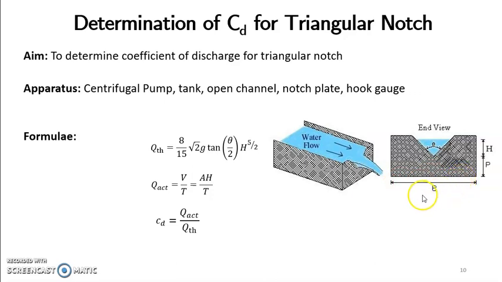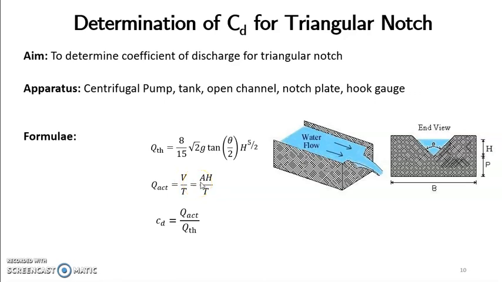Now coming to some important formulae related to the experiment. To calculate Q theoretical discharge, which is equal to 8 by 15 square root of 2g tan theta by 2 h to the power 5 by 2, where g is the gravitational constant, theta is the notch angle, h is the head over the notch, and Q actual, which is equal to volume divided by time, where volume is also equal to area of collecting tank times h.